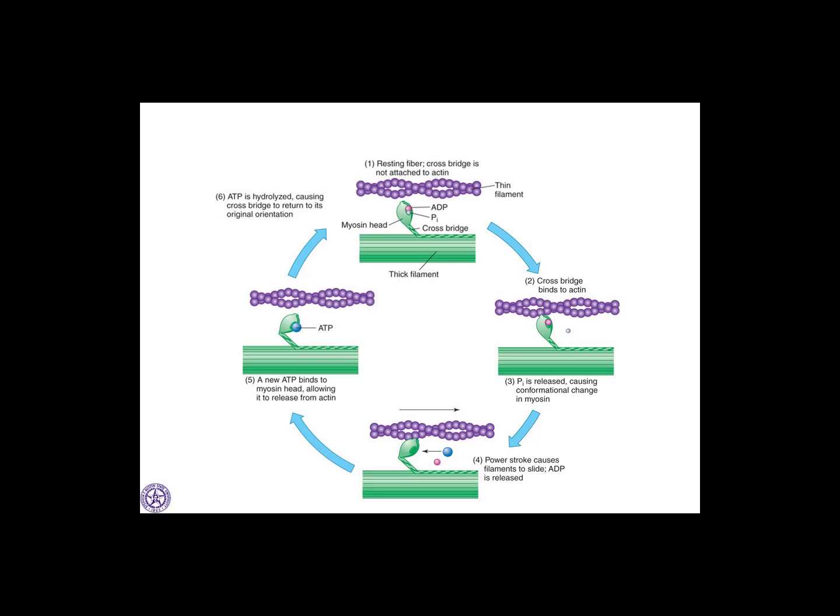That breaks the crossbridge. And as long as the myosin binding sites of actin are unexposed, we're going to do it again and again and again. And it's just going to keep going until you either run out of ATP or the nerve stops signaling.